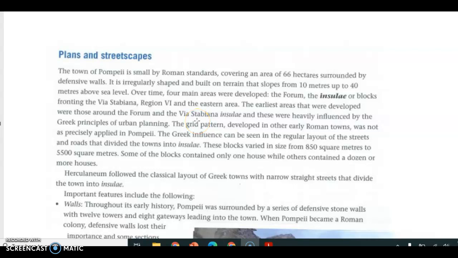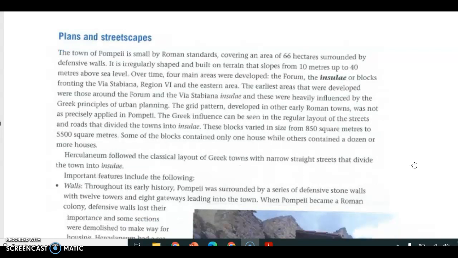Hi guys, this is just a short video to talk you through the main features of Pompeii and Herculaneum streetscapes. For this dot point, you need to be able to identify things about how the town is planned, what you would see on a street, and some distinguishing features or differences between a Pompeii street and a Herculaneum street. The reading's pretty detailed. Everything you need to know is in here, but I'll just talk you through it.